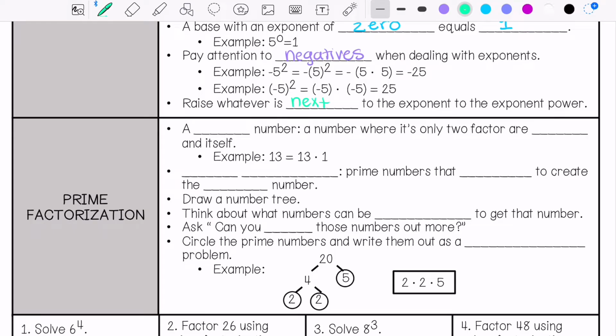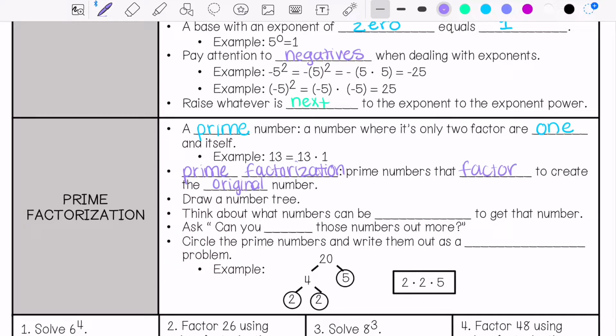All right, what is prime factorization? A prime number is a number where it only has two factors, one and itself. So an example could be 13. 13, its two factors are 13 and 1. When we do prime factorization, it is prime numbers that factor to create the original number.